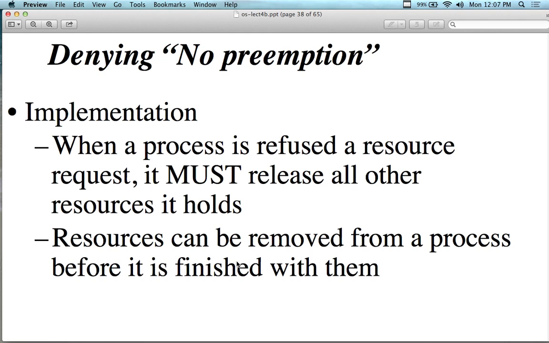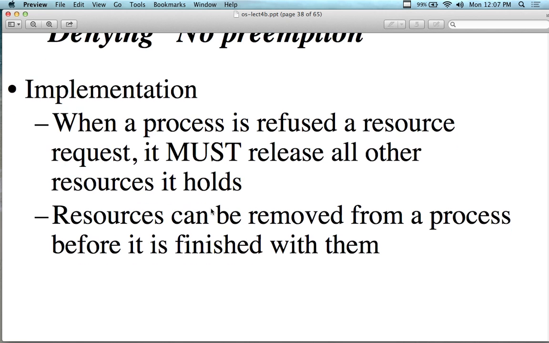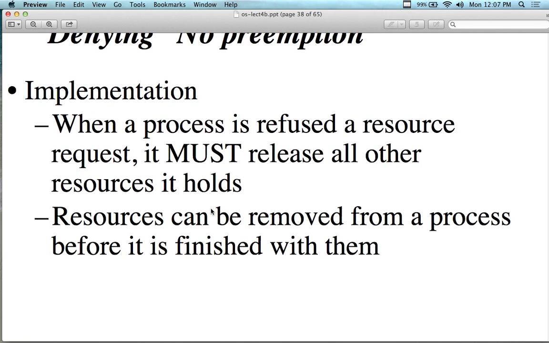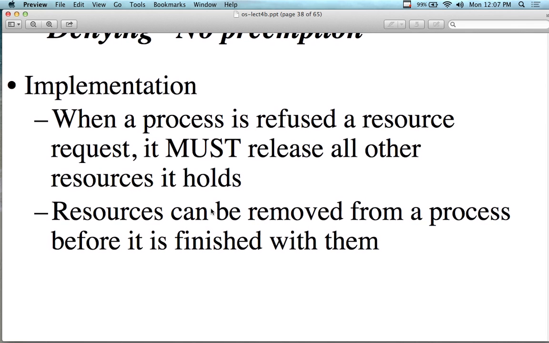So you can deny the non-preemptive condition. In an implementation, when a process is refused a resource request, it must release all of the resources it holds on to and start completely over. So instead of no preemption, you're going to preempt it. Which means you can't run, get rid of everything you have, get out of memory, go away, come back later. Which is what the user does when they take the disk out, put the disk back in, turn the computer on, turn it off. Resources can be removed from a process before it's finished with them.